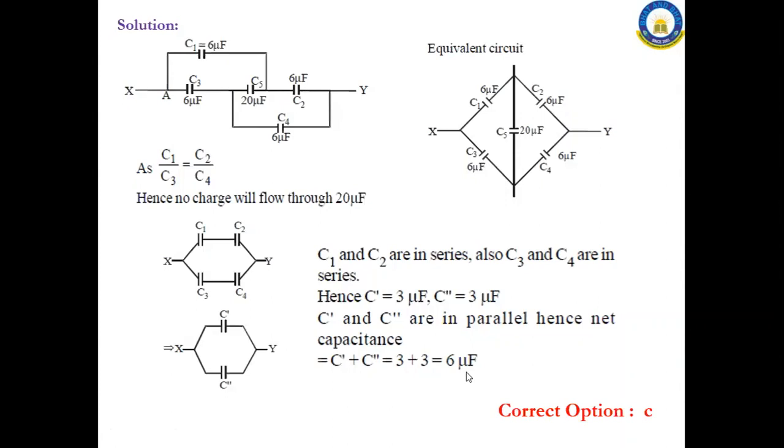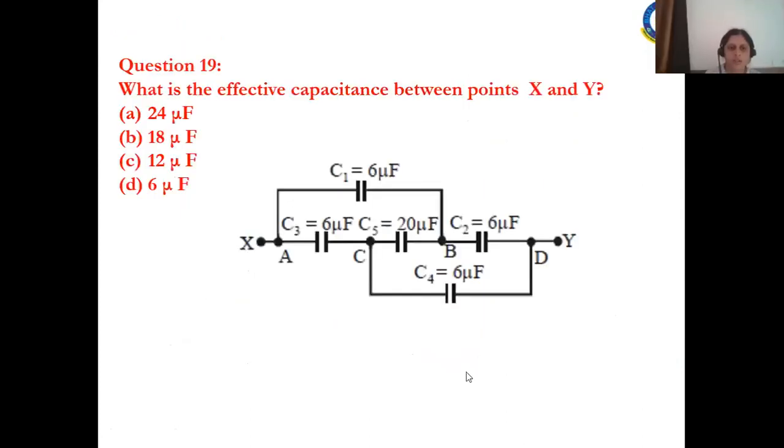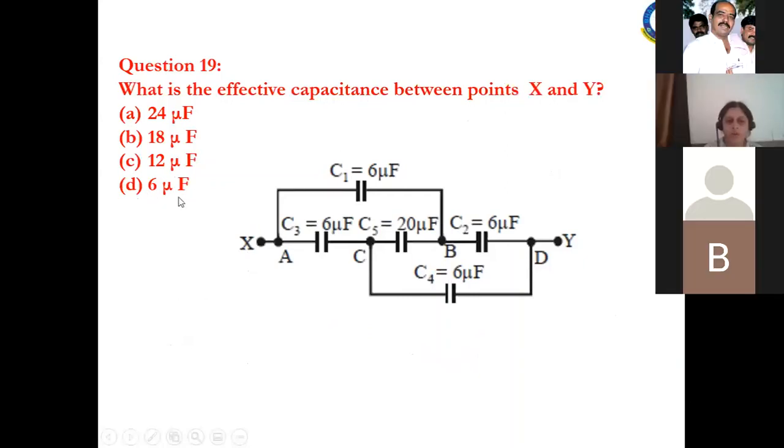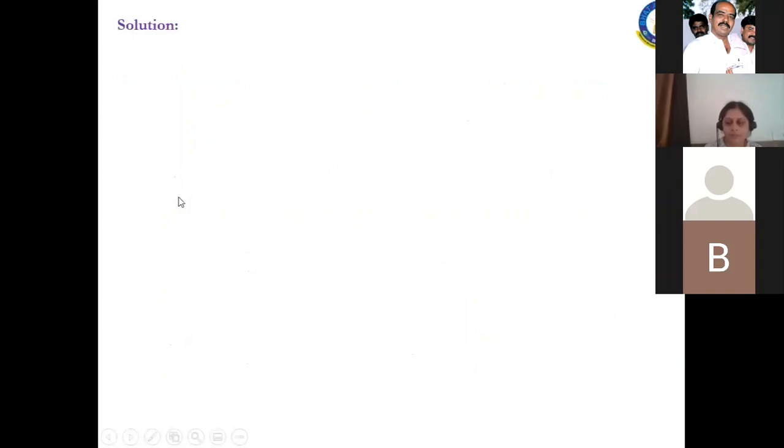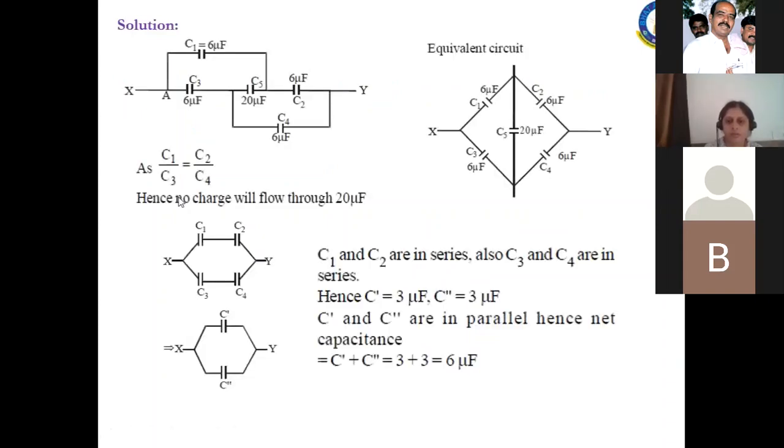So if you want, just go back once to the options. Yeah, see here, 6 microfarad. I hope you all can see. So that is the correct option. Okay, so hope you are all noting down.